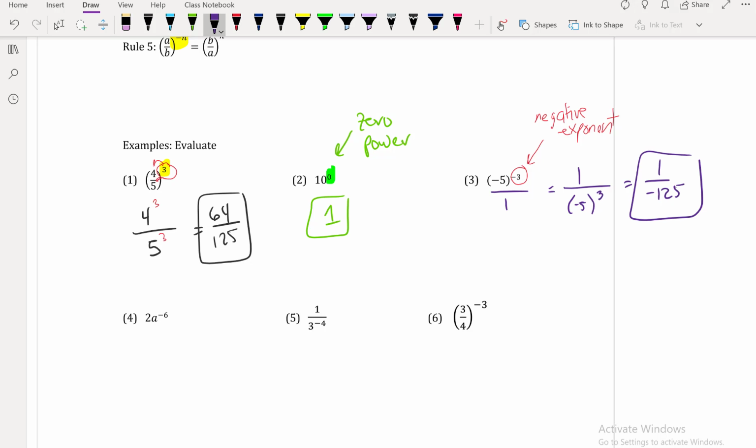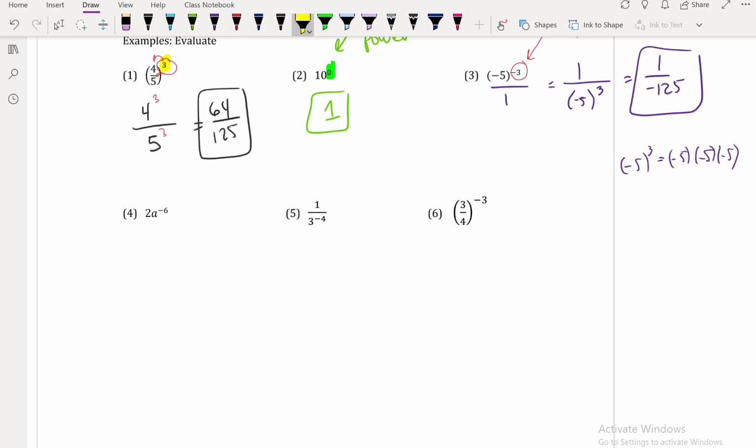So remember, you only make the exponent positive, okay? So the inside, that negative 5 still remains negative 5. So it's negative 5 times negative 5 times negative 5. Because negative 5 to the 3rd power is negative 5 being multiplied 3 times. So that's how we end up with that negative 125.